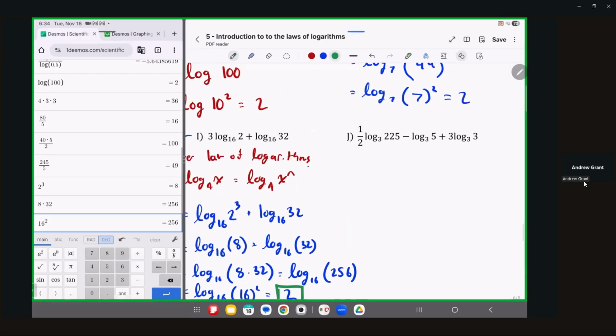Lastly, but not leastly, what we have next is a few of these things. So now we've got 1/2 log base 3 of 225 minus log base 3 of 5 plus 3 log base 3 of 3. I recommend at this point, go ahead and pause the video. If you're watching this on YouTube, try this out for yourself and see what you can come up with.